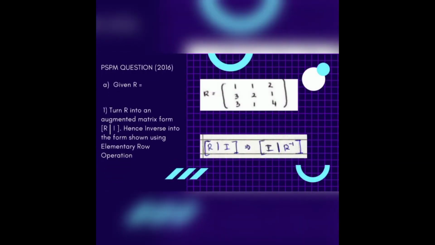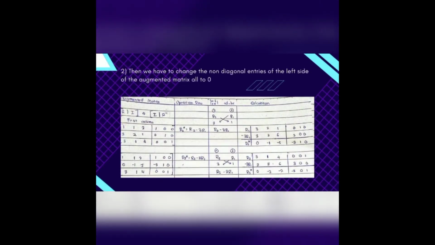Referring to the PSPM question 2016, given R is 1, 1, 2, 3, 2, 1 and 3, 1, 4 in a 3 times 3 matrix format. Our first step is to turn R into an augmented matrix form as shown, hence the inverse into the form shown in the diagram using the elementary row operation method. Then we have to change the non-diagonal entries of the left side of the augmented matrix all to 0.